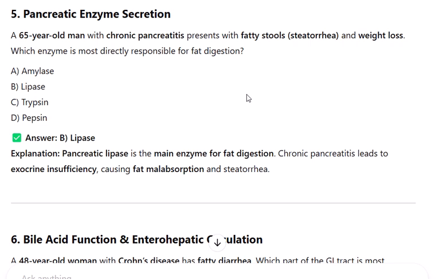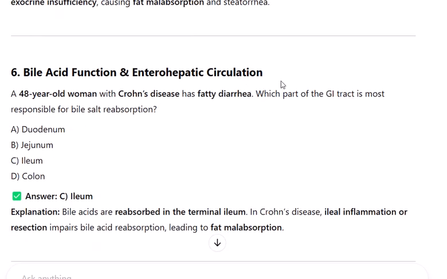A 48-year-old woman with Crohn's disease has fatty diarrhea. Which part of the GI tract is most responsible for bile salt reabsorption? A. Duodenum. B. Jejunum. C. Ileum. D. Colon. Answer C. Ileum. Explanation: bile acids are reabsorbed in the terminal ileum. In Crohn's disease, ileal inflammation or resection impairs bile acid reabsorption, leading to fat malabsorption.